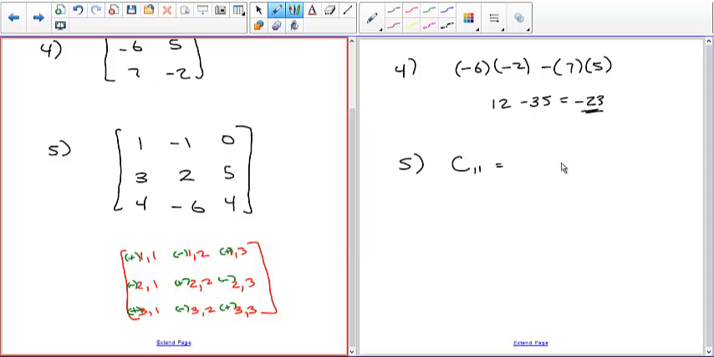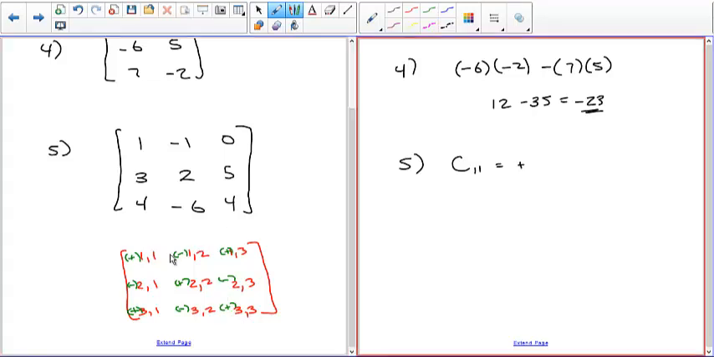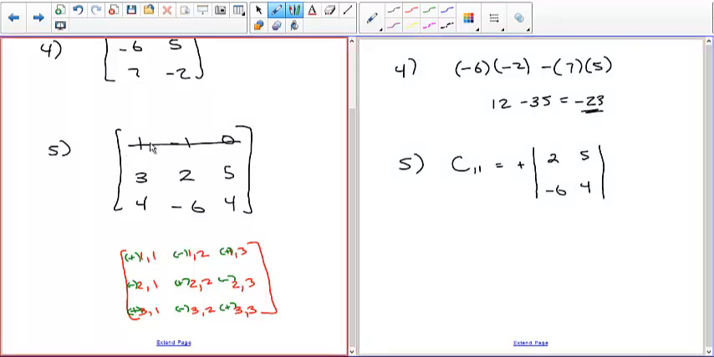So the sign of the first one here is positive, and then you cross out this row and this column, and what you have left is this thing. So you have 2, 5, -6, 4. So we take this out and we take that out, and what we're left with is a 2 by 2 part, and you find the determinant of that.